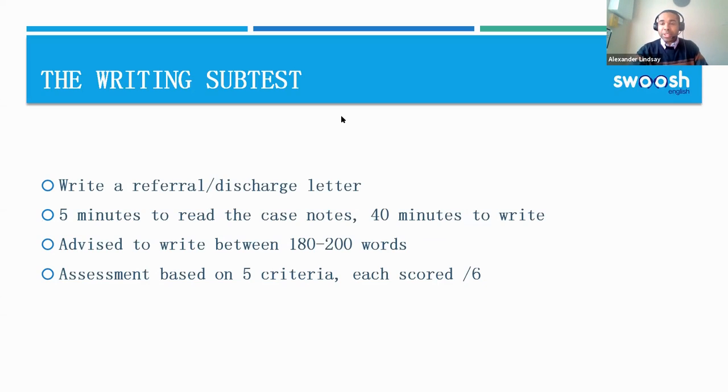The assessment of the letter is based on 5 criteria, each of those criteria scored out of 6. So the first question that I would like to ask you today is, what are those criteria? For those of you who have written OET letters, maybe posted them to the Facebook group, I can see that some of you definitely have.